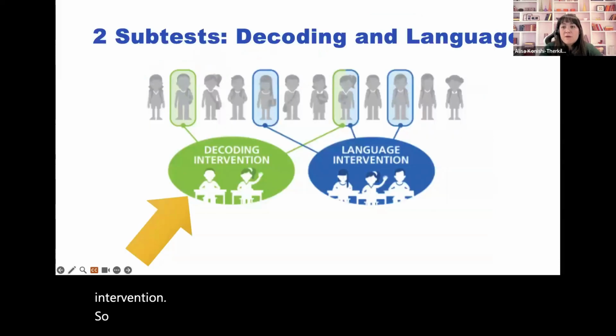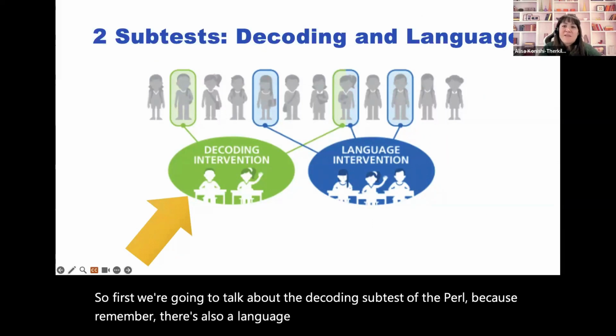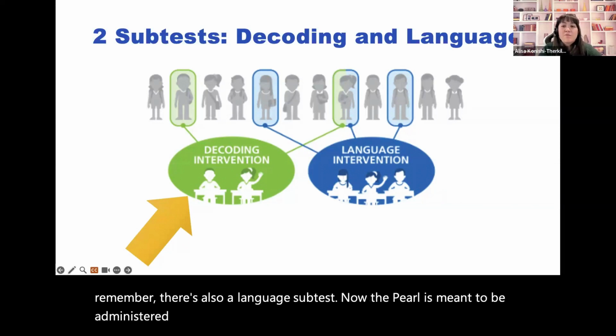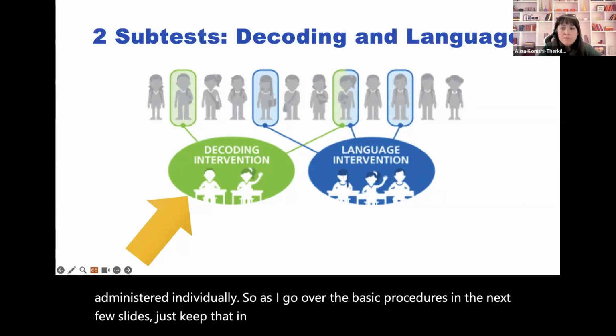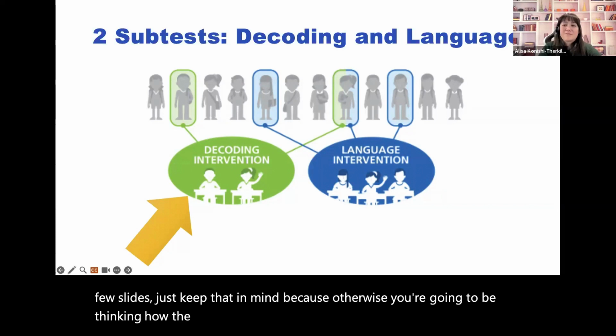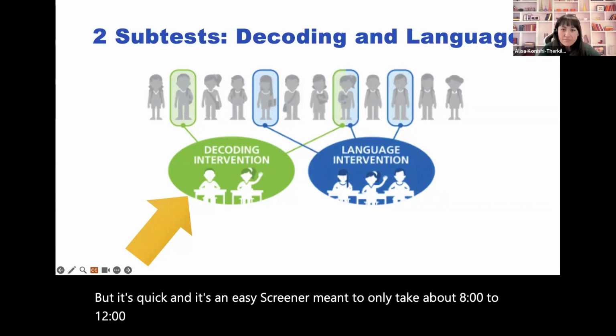So first, we're going to talk about the decoding subtest of the PEARL, because remember, there's also a language subtest. Now, the PEARL is meant to be administered individually. So as I go over the basic procedures in the next few slides, just keep that in mind, because otherwise you're going to be thinking, how the heck do I do this in a small group or a whole classroom? But it's quick and it's an easy screener, meant to only take about 8 to 12 minutes.